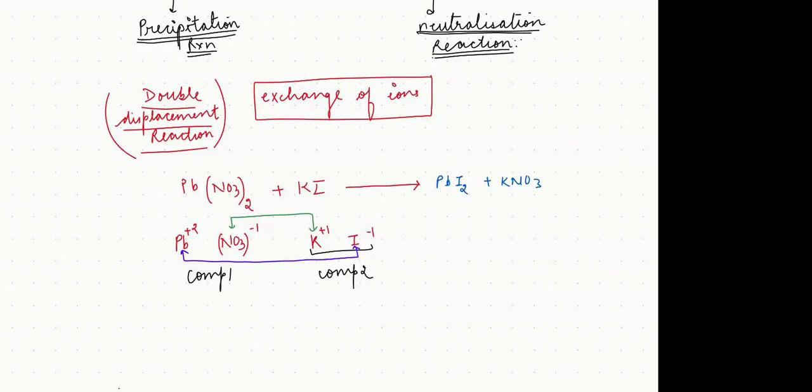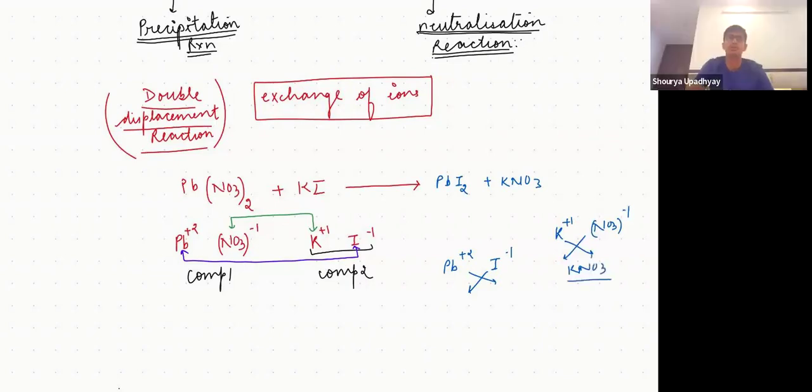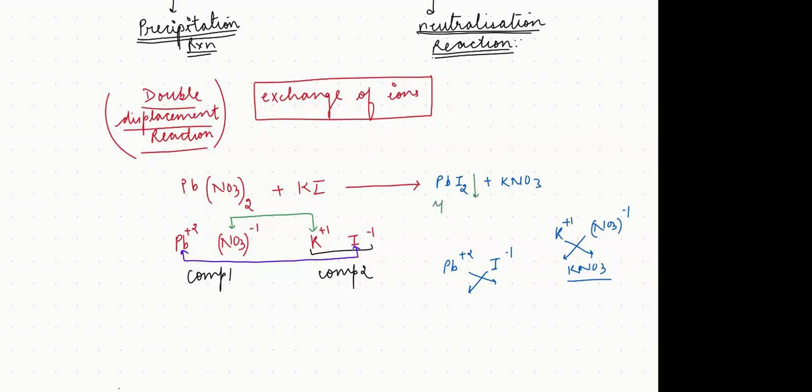Why? Because Pb2+ has to be crisscrossed with I-, giving PbI2, and K+ has to be crisscrossed with NO3-. So it forms KNO3 and PbI2. Did you understand? Yes, ma'am. And PbI2 is going to be a yellow precipitate. What do you mean by precipitate?